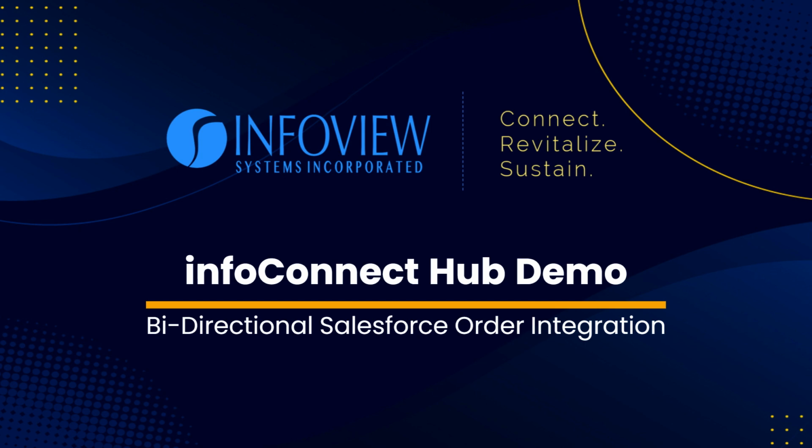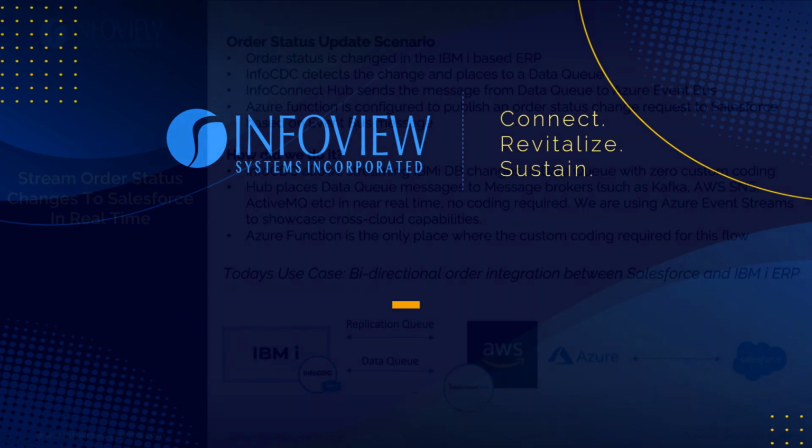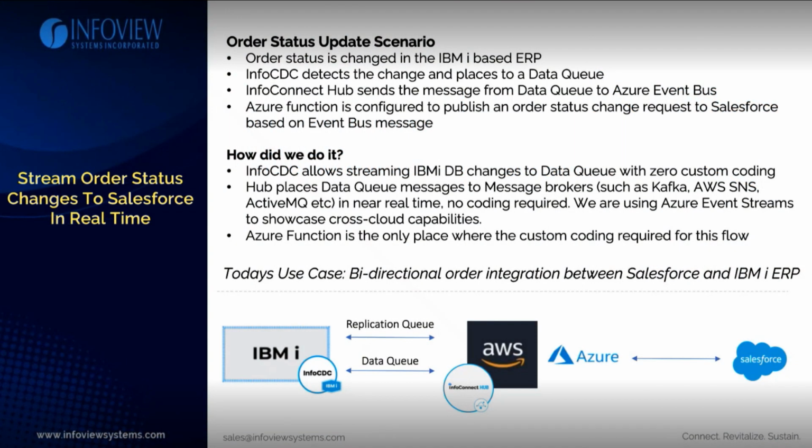Today my team and I will be guiding you through a bi-directional Salesforce integration leveraging the InfoConnect Hub. The InfoConnect Hub functions as a lightweight and scalable component, offering simple implementation. Its purpose is to expose IBM business logic as REST APIs, adhering to standard protocols. Additionally, it empowers bi-directional event streaming and facilitates data replication use cases with minimal to no custom development.